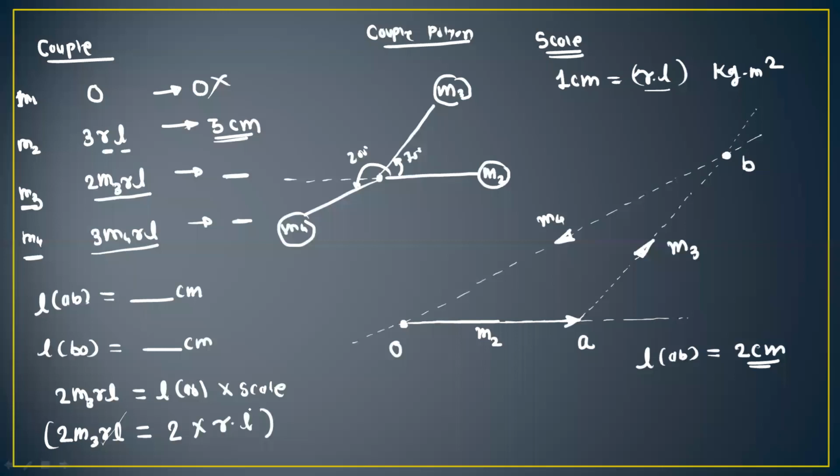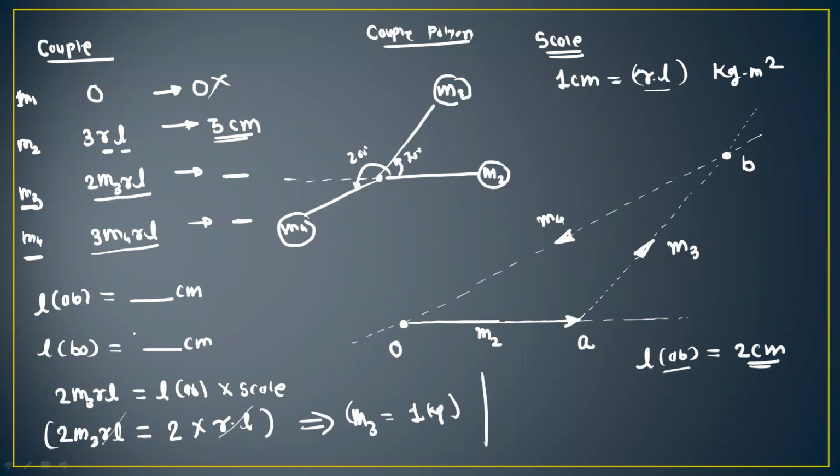This R into L, R into L, we can cancel out. So remaining value is 2 M3 is equal to 2. So M3 is equal to 1 kg. Okay. Answer is not 1 kg. You find out that answer. So you should find out the length AB. It is not 2 centimeter. I have taken just an example.